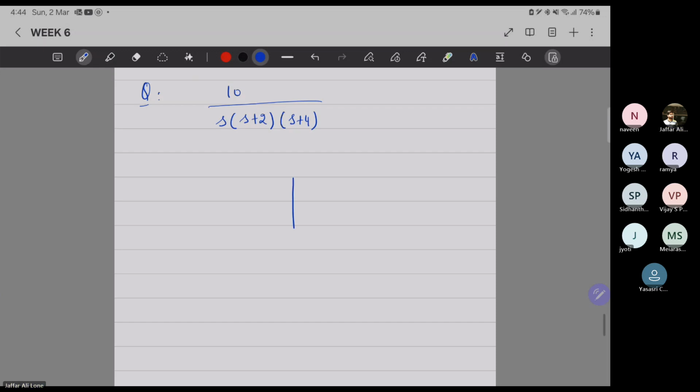Let me make it. So if it is type 1, it will start from here, and it's order 3, so it will be something like this. Is it clear? This is the polar plot. And if I have to draw the inverse polar plot, that will be something like this.